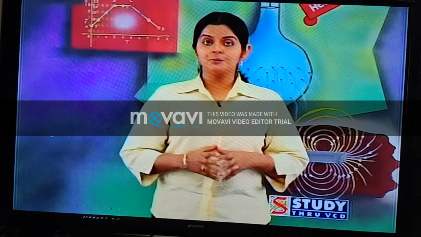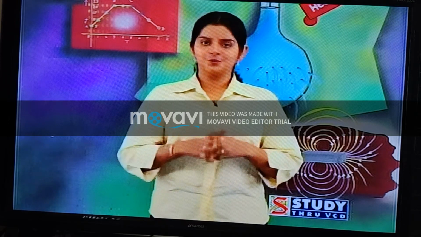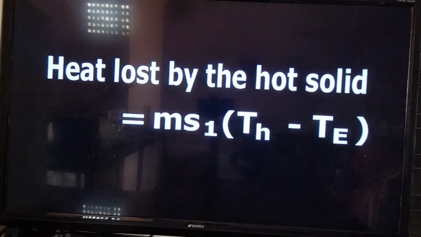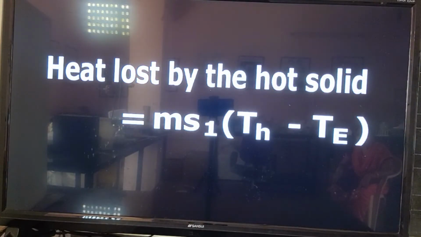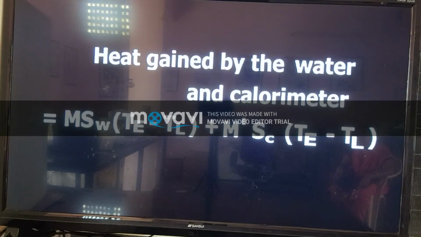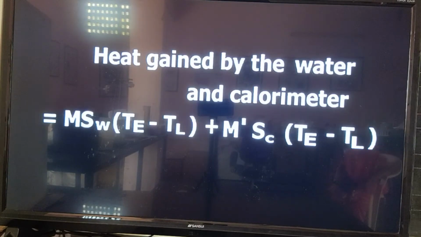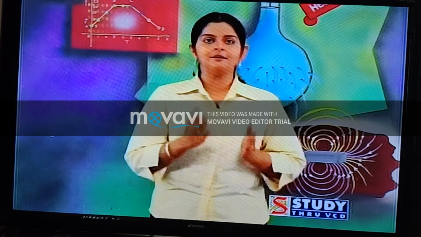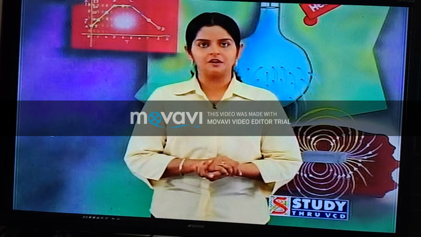Calorimeter. It is used to measure the quantities of heat. It works on the principle of calorimetry. When a hot solid is mixed with water in calorimeter, then heat lost by the hot solid equals m s1 (TH − TE). Heat gained by the water and calorimeter equals M sw (TE − TL) + M' sc (TE − TL), where M and M' are the masses of water and calorimeter respectively. Sw and Sc are the respective specific heats.